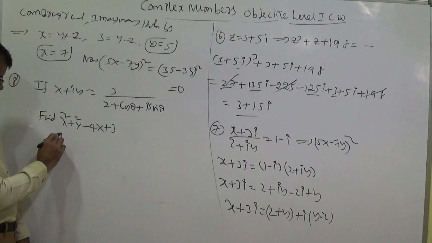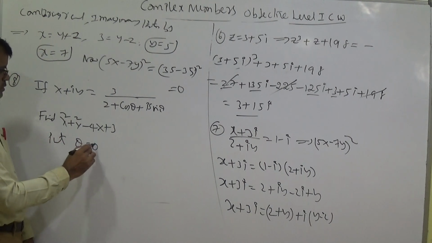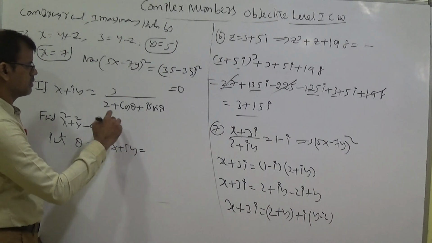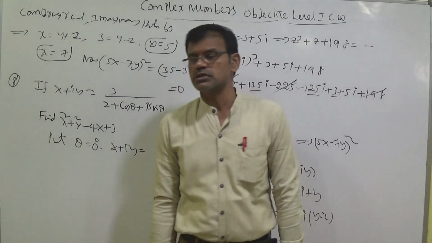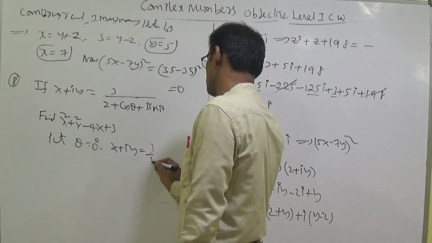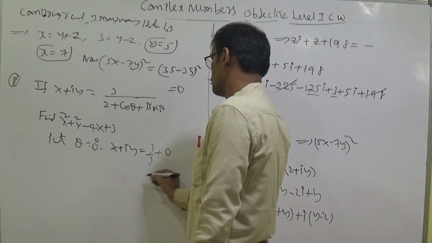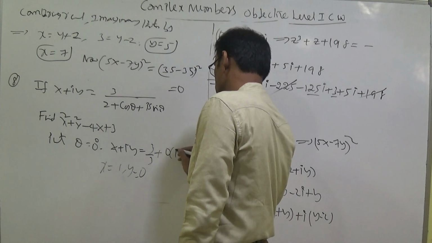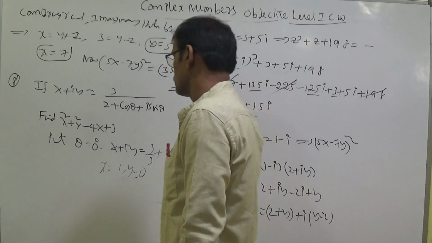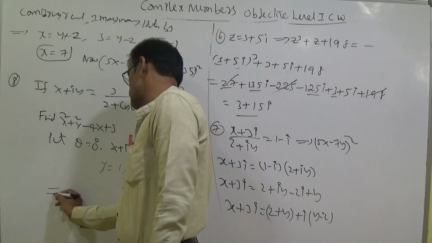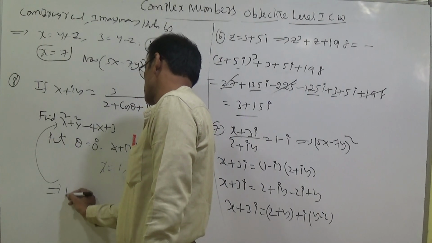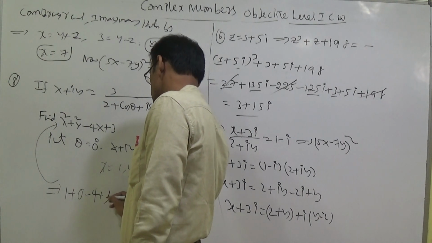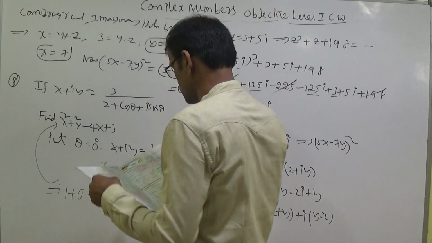Put θ is equal to 0 degrees. You can understand here x + iy is equal to 3/(2 + cos 0 + i sin 0), which becomes 3/(2 + 1), 3/3. So 1 plus 0i you can write. Therefore x is equal to 1, y is equal to 0. So whenever x is equal to 1 and y is equal to 0, substitute the x and y values here. It becomes 1 + 0 − 4 + 3. So −4 and +3 and 1 becomes 0, is the answer.